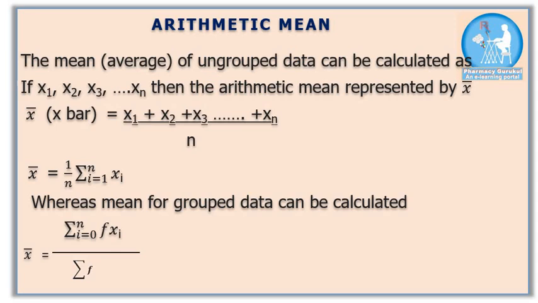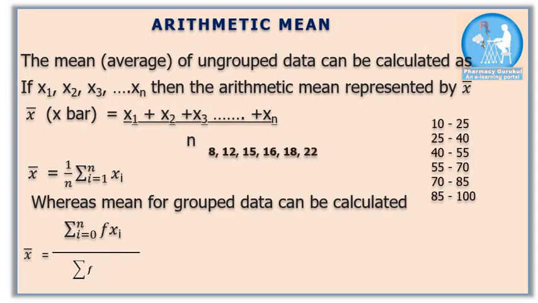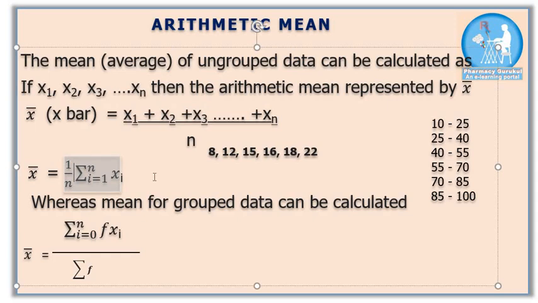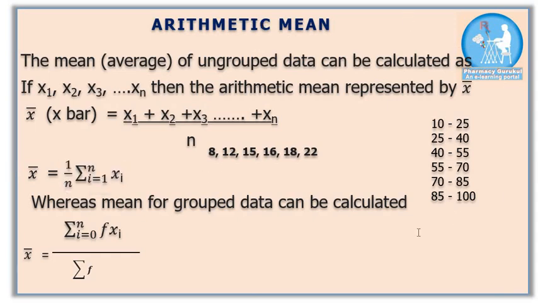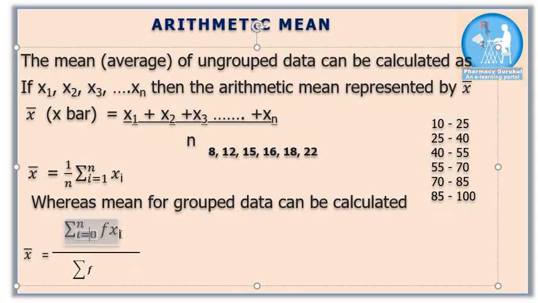Here the mean is represented by x bar. So x bar equals x1 plus x2 plus x3 up to xn, divided by n. In simple form, x bar is equal to 1 by n sigma x. Here you can see ungrouped and grouped data. This is a kind of ungrouped data and this is a kind of grouped data. To calculate the mean for ungrouped data, you apply this formula, whereas to calculate the mean for grouped data like this, you apply this formula.